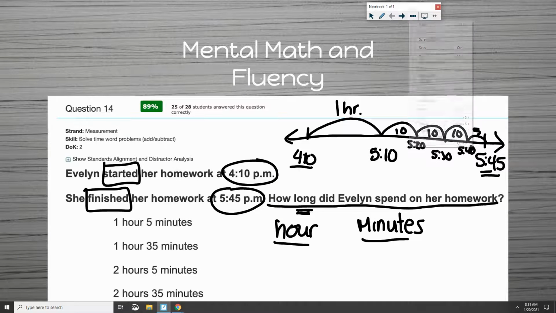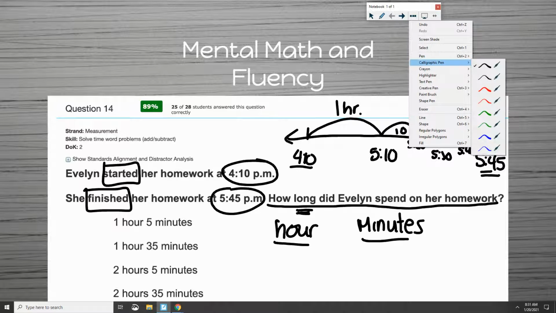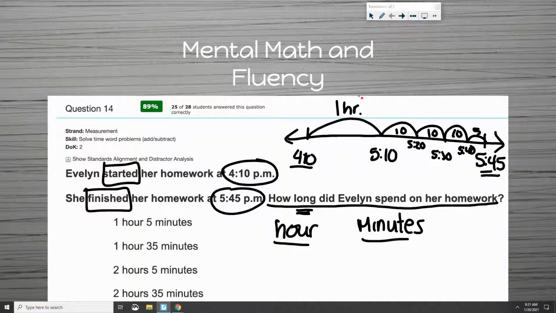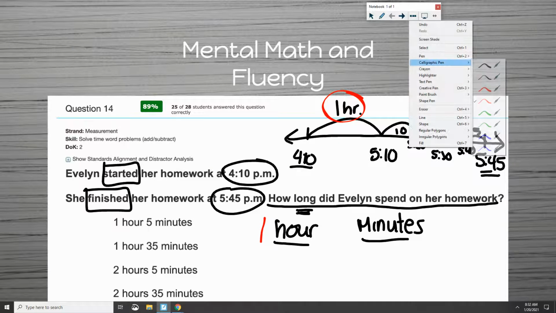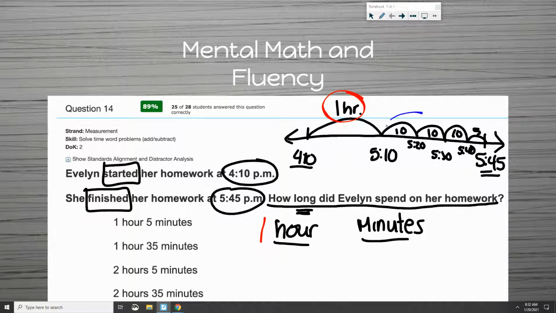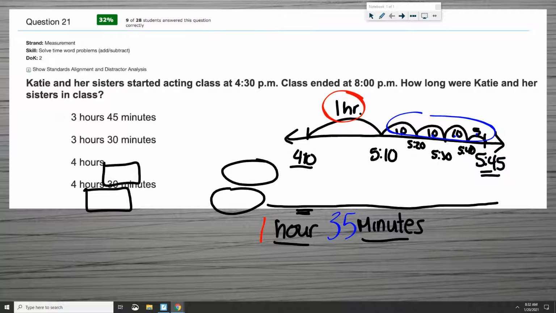So now that I know how many minutes and hours, I'm going to add up the hours, and I can see that she had worked for 1 hour, and then I'm going to add in my minutes. So I've got 10, 10, 10, and 5. When I add those together, it's 10, 20, 30, and then 35. So Evelyn spent 1 hour and 35 minutes on her homework. Like I said, most of you picked the correct answer. Some of you picked some of the other ones.